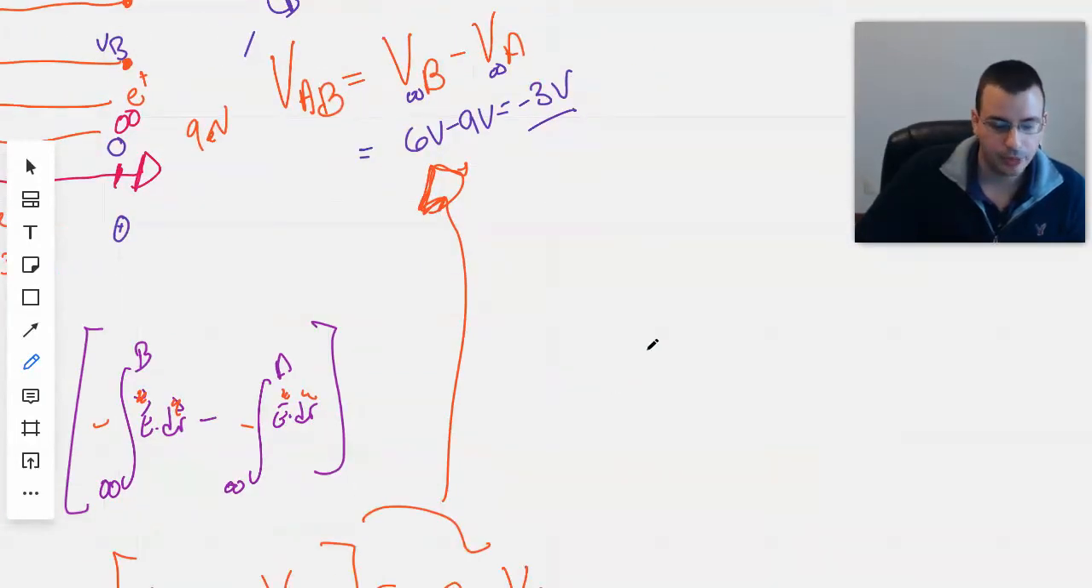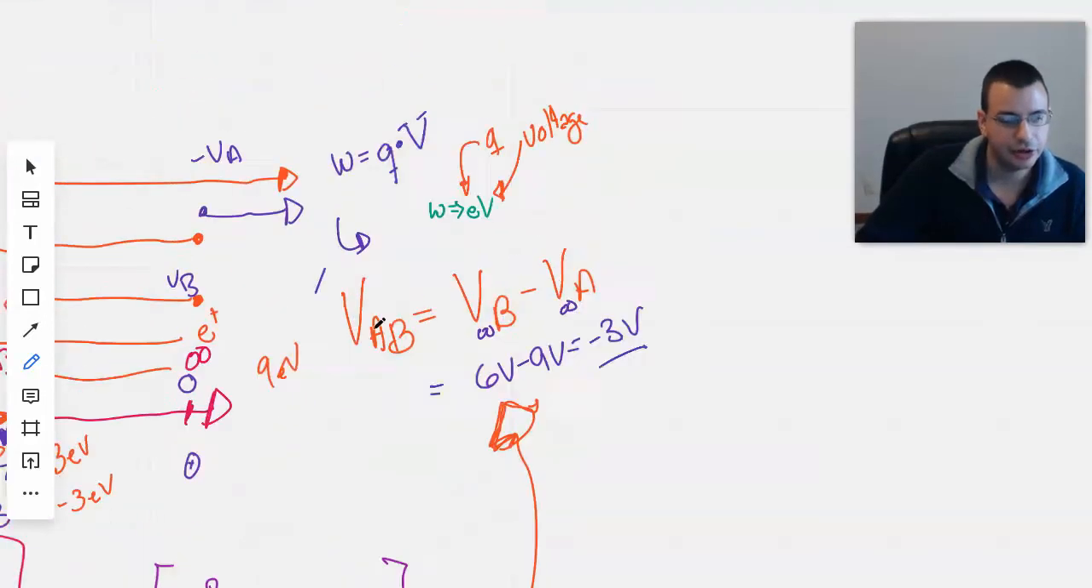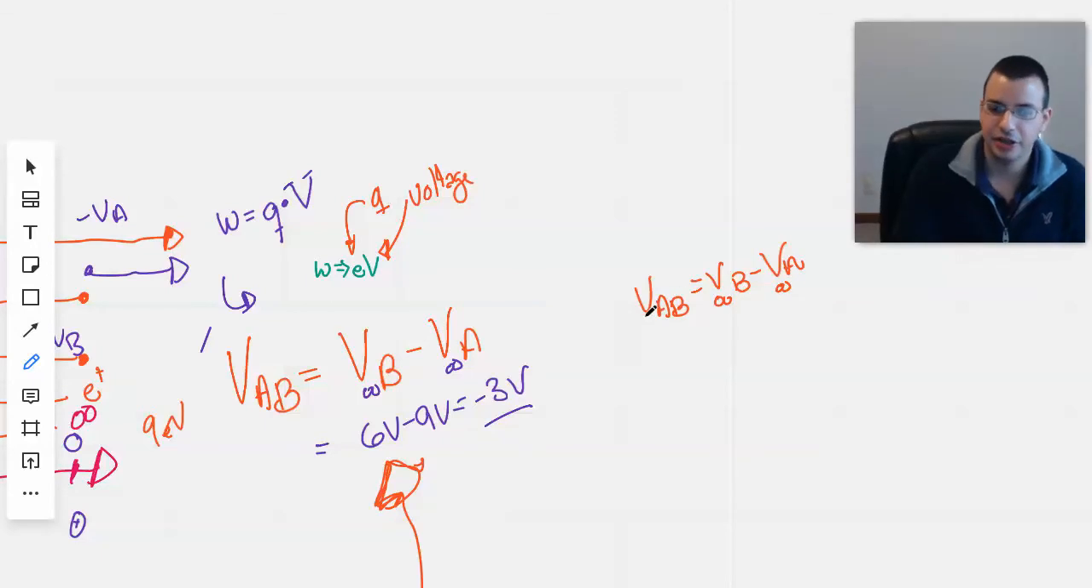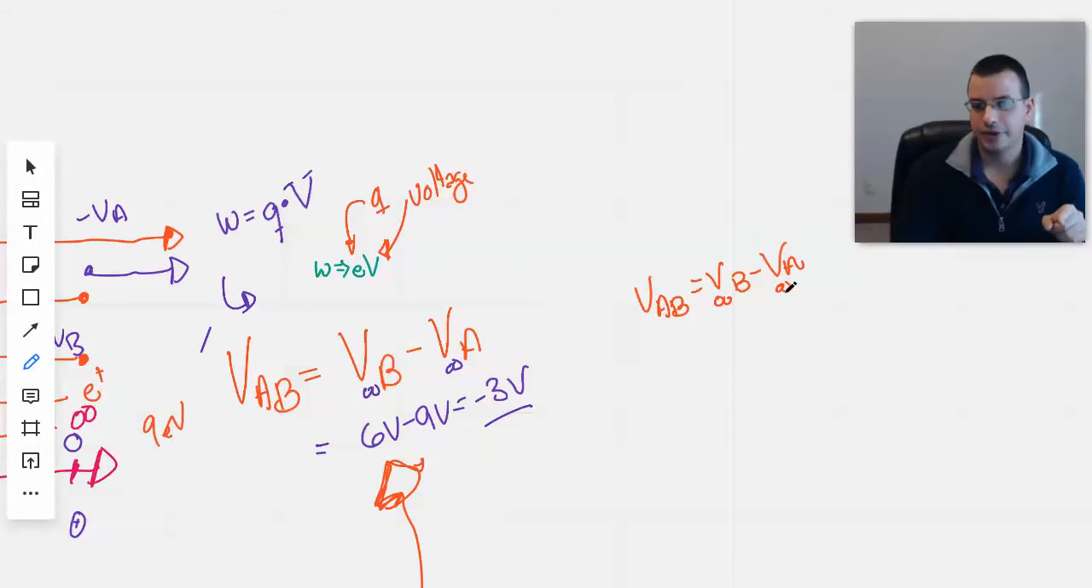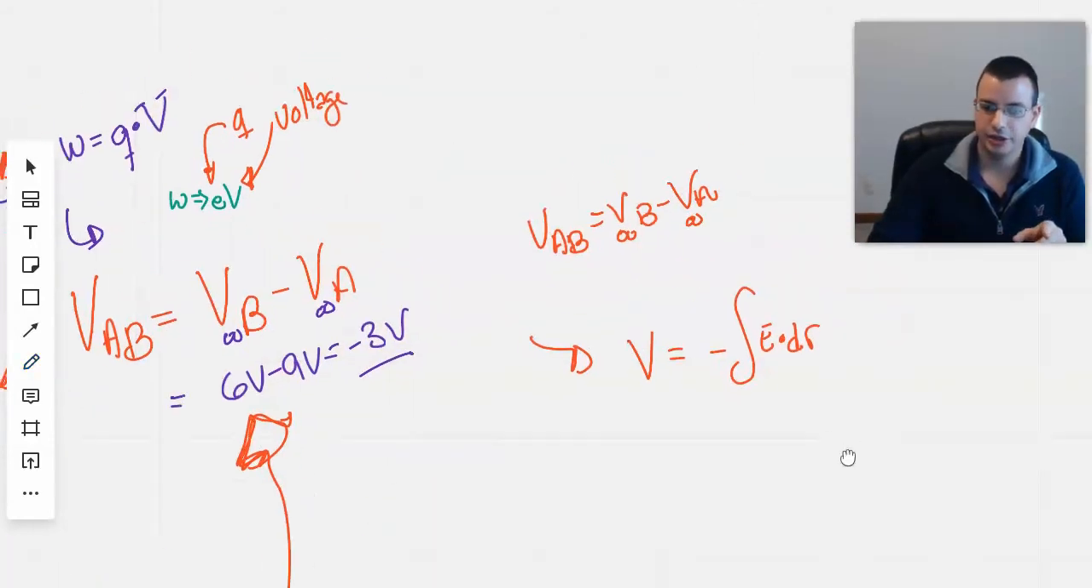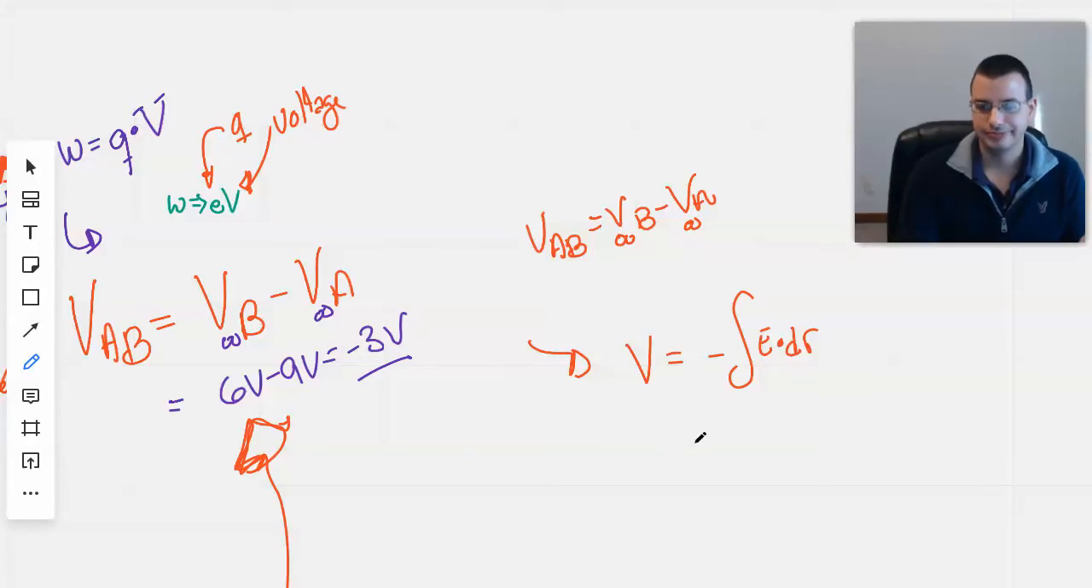So that's the general idea of potential. The big takeaway would be, one, the notation. We know that VAB equals VB minus VA, and that can then be rewritten as infinity to infinity, meaning the amount of energy to move a test charge from A to B equals the amount of energy required to move a test charge from infinity to B minus the energy required to move a test charge from infinity to A.